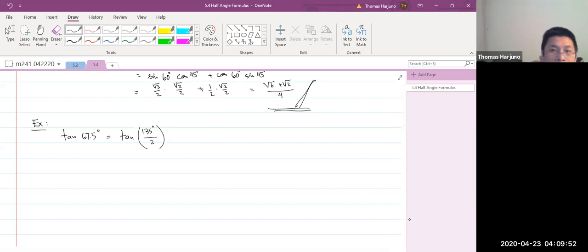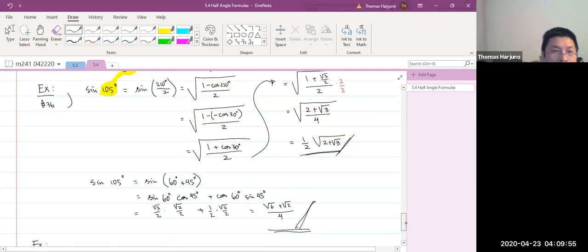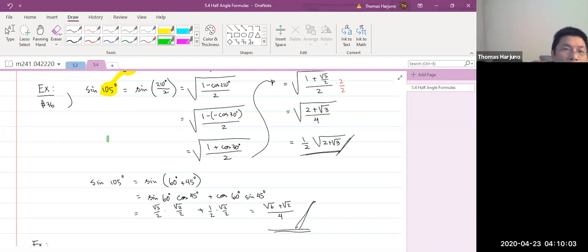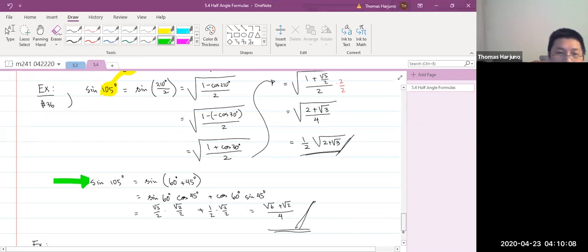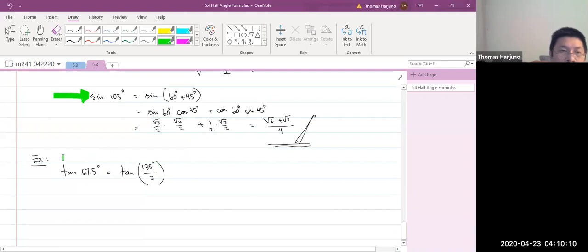You see? Now that 105 degrees that we had earlier happens to be 60 plus 45, right? So we are able to use the second method. However, the second method doesn't work for the last example here. Does it make sense? But then this can be done by 1 minus cosine 135 degrees over sine 135 degrees.